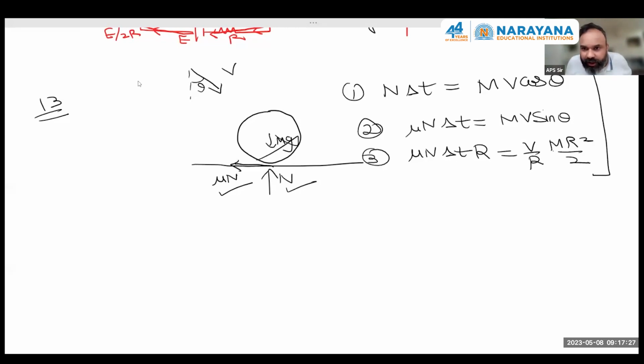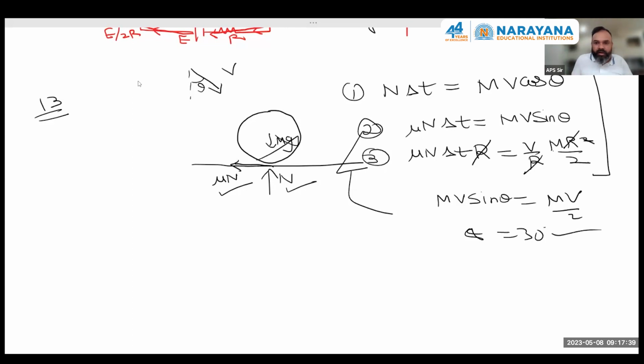If you look into this equation, r will cancel out, and this will also cancel out. If you look into second and third, directly I'm getting mv sin theta is equal to mv upon 2. So I got theta is equal to 30 degrees. Theta 30 is the first thing that I got.